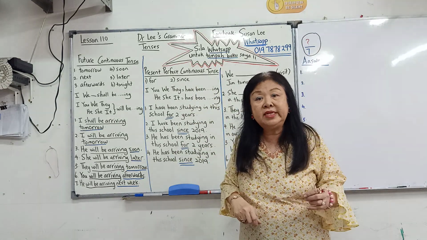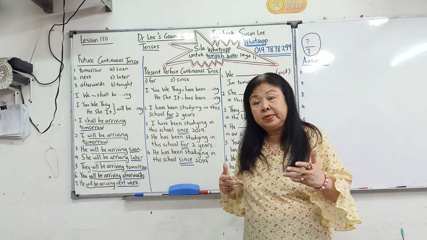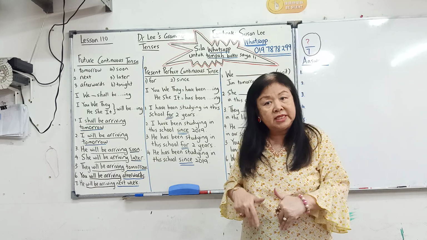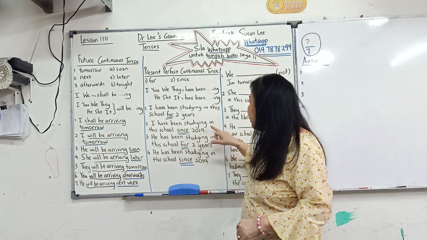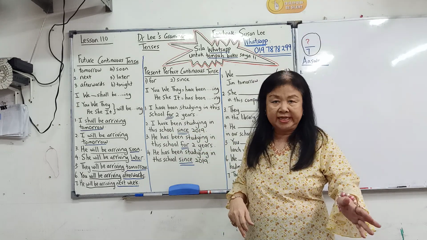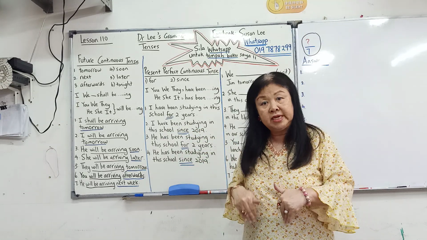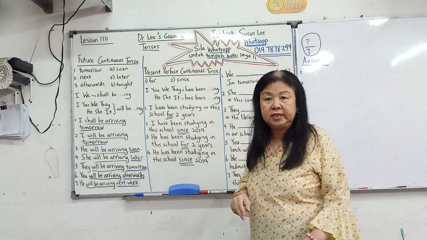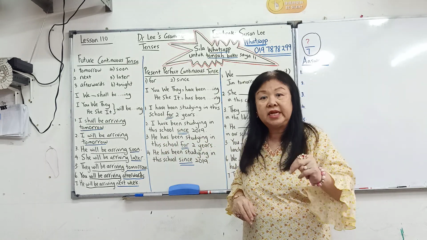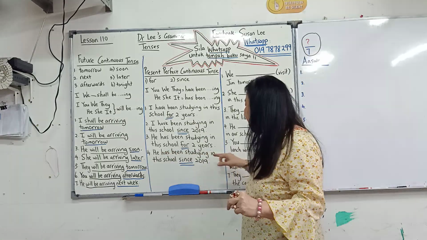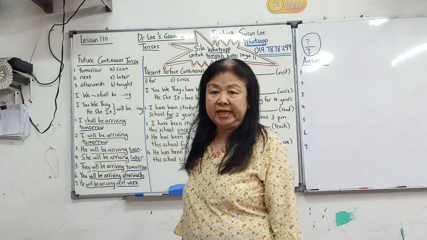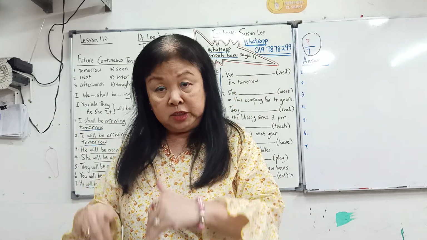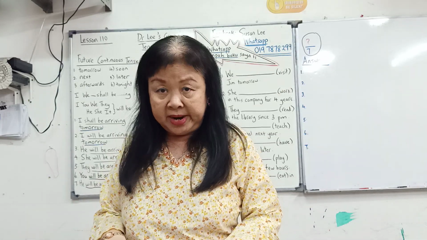Or we use since. Since is the same. It happened in the past and is continuing into the future. Now it is still happening. So I have been studying in this school since 2019. That means I'm still here, I'm still in this school. He has been studying in this school for 2 years. That means he is still studying in this school. He has been studying in this school since 2019. Same thing. The action started and is continuing into the present.